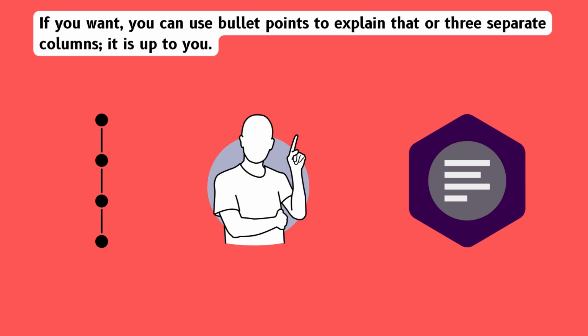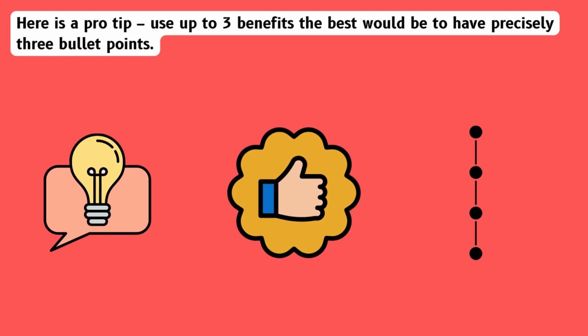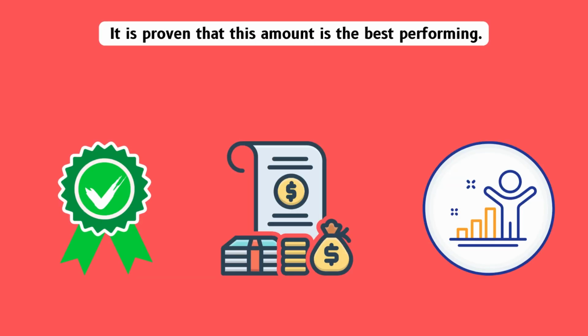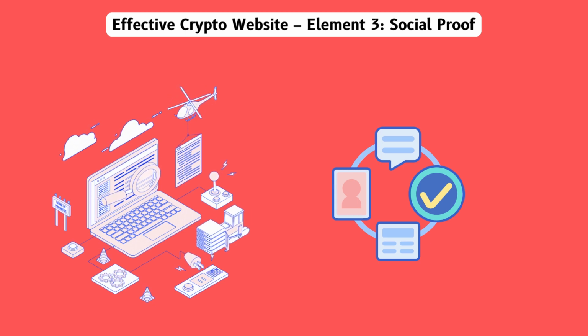If you want, you can use bullet points to explain that or three separate columns. It is up to you. Here is one pro tip: use up to three benefits. The best would be to have precisely three bullet points. It is proven that this amount is the best performing.